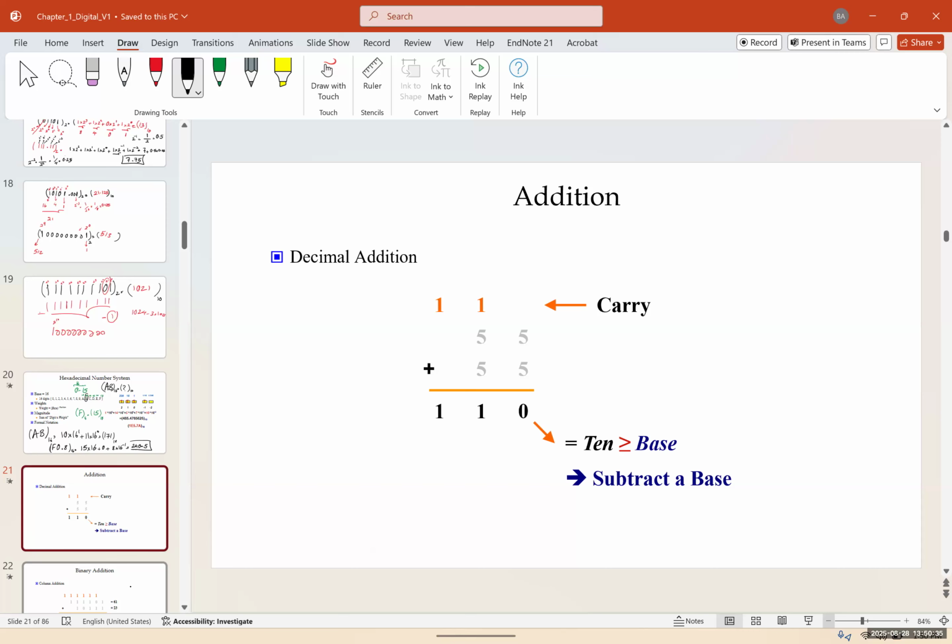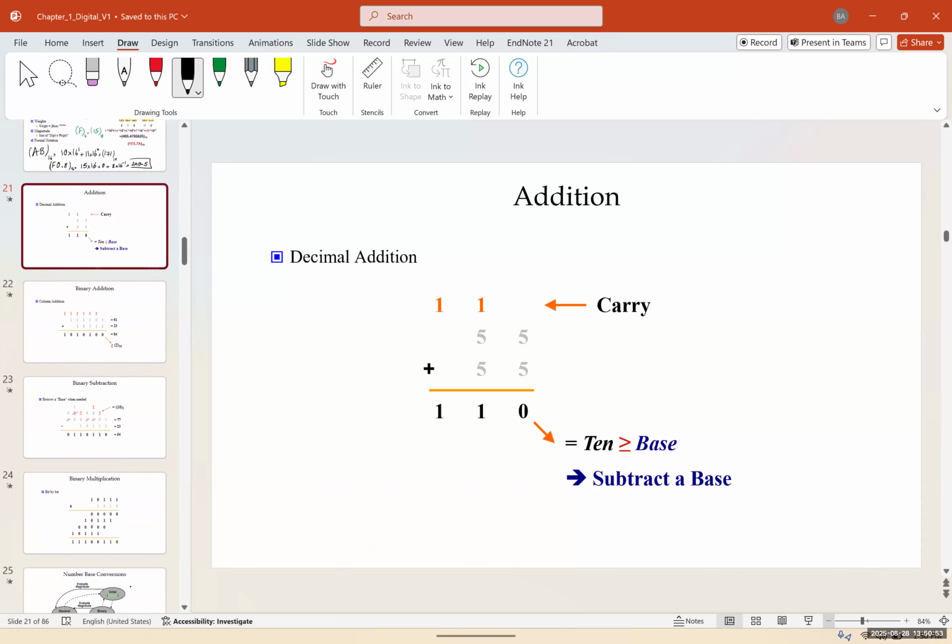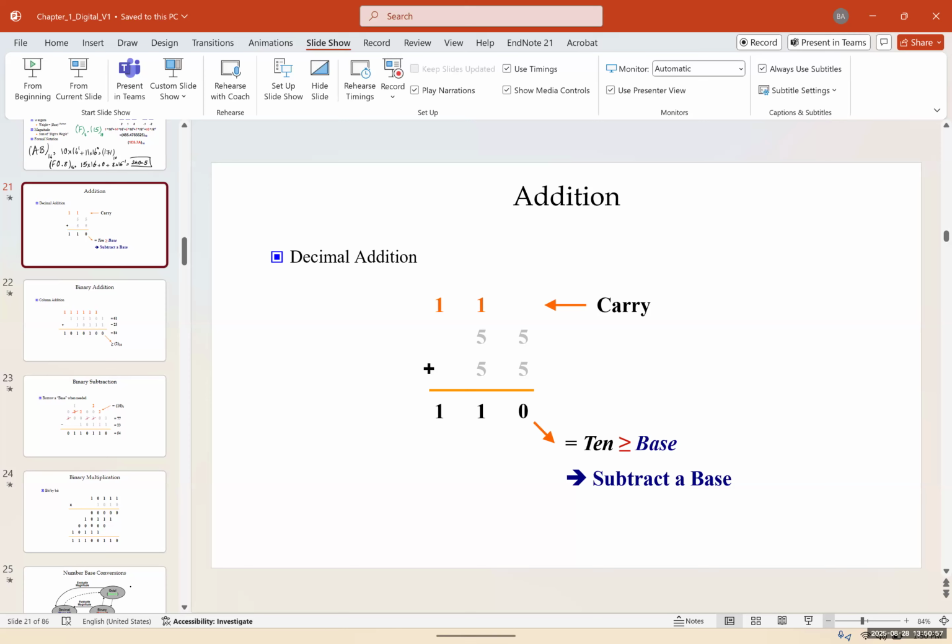When we want to add decimal numbers, for example 55 plus 55, we add 5 plus 5, and then we have a carry, which carries on to the next digit. Again, 5 plus 5 is 10, plus 1 is 11, and so on. And we do the same thing when we add binary numbers. Let me go back to the slideshow, current slide. I'll show you how.